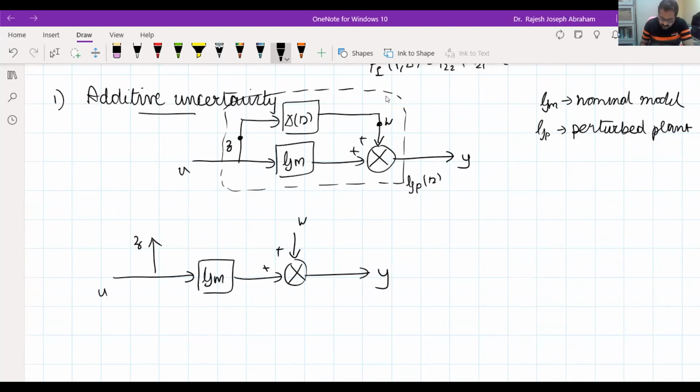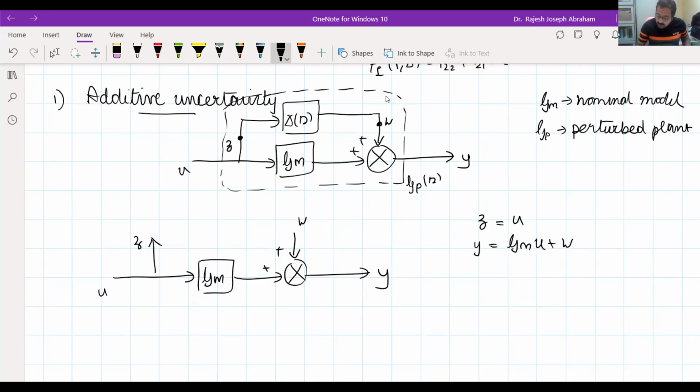Now it's easy. What is Z? Z is nothing but the same as U. And what is Y? Y is nothing but W plus GM into U. Y is nothing but W plus GM into U.